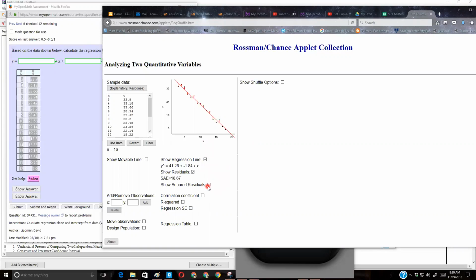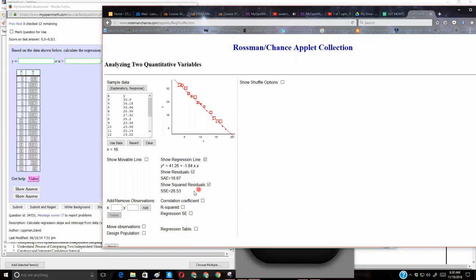Now, if I click show squared residuals, and notice that number there, the 26 points. What it did with all those residuals is it squared them. And what's nice about this is it shows the squares. The LSRE is called the least squares regression equation because the sum of squared errors will be the smallest.